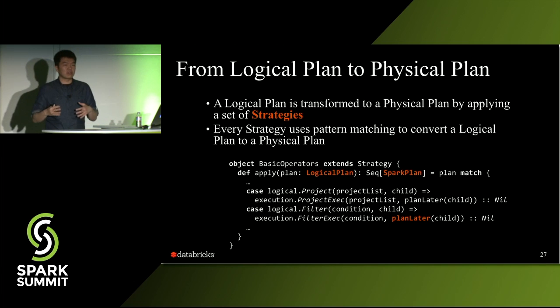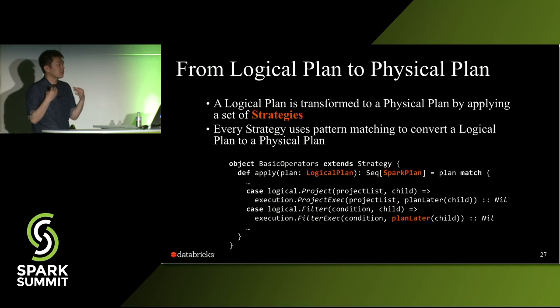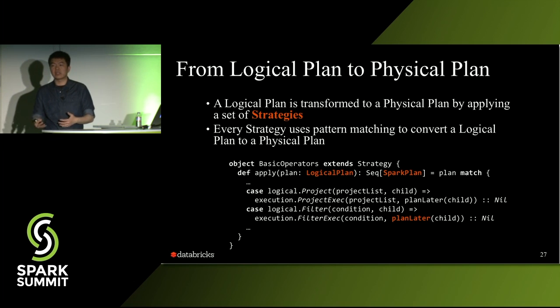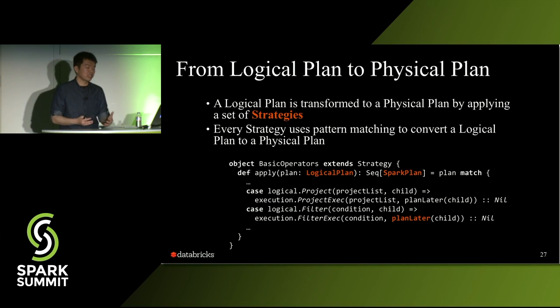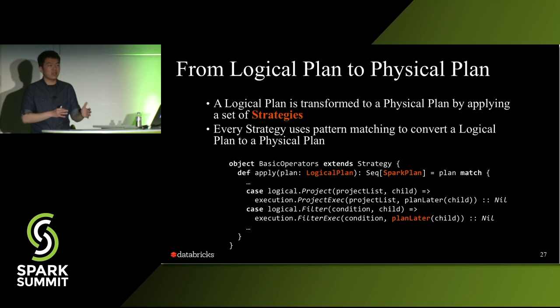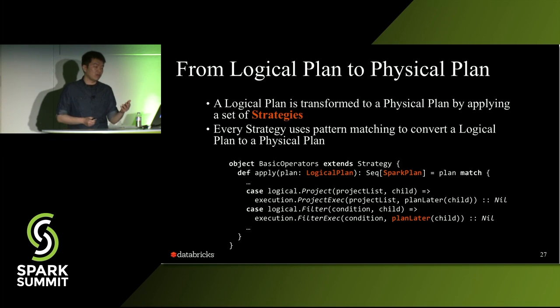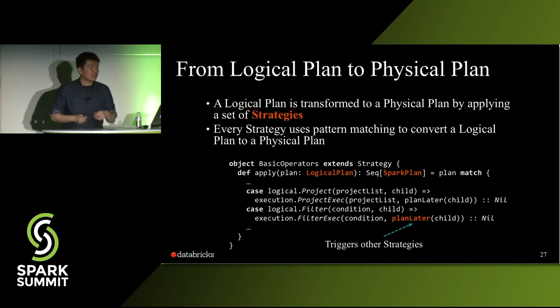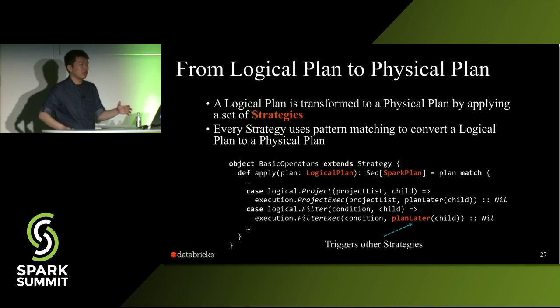And the physical node contains the information on how we actually execute this operation and generate the result. But oftentimes a single strategy may not be able to convert all kinds of logical plan. So what we can do is call the planner, which will trigger different kinds of strategies. We combine all of those strategies together to convert a logical plan tree to a physical plan tree.